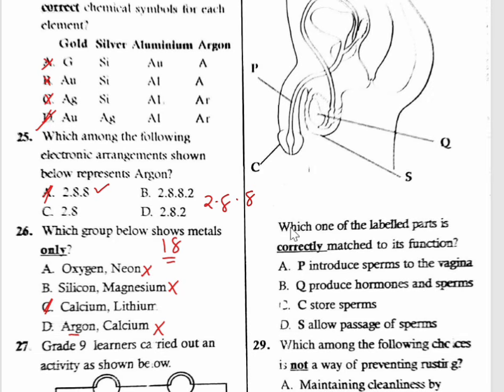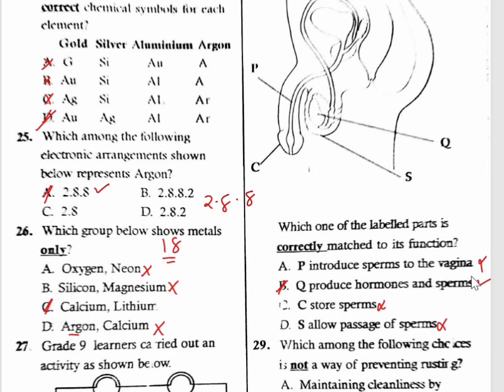P introduces sperms in the vagina, not true. That is not a function of that part. Q produces hormones. C stores sperms, not true. Allow passage of sperms, S, not true. And therefore the one which is correctly matched is Q. The testis produces hormones and sperms.